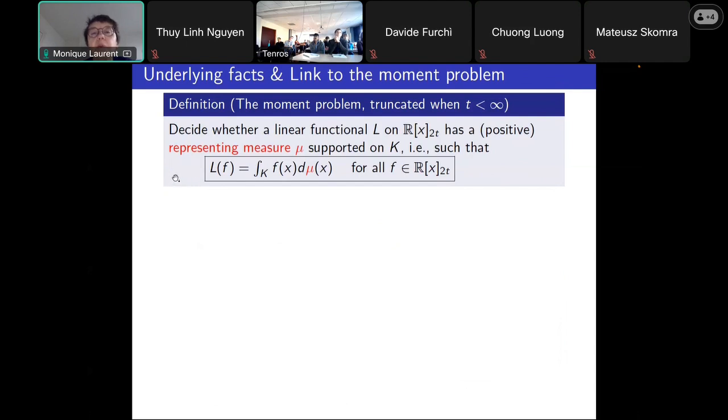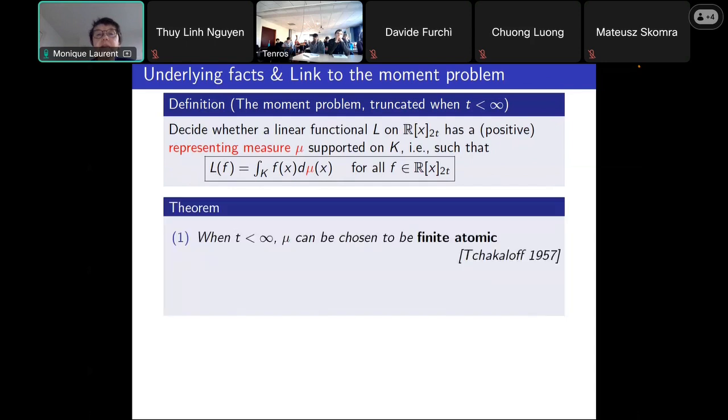The moment problem is deciding whether a linear functional admits a representing measure. So whether one can find a measure mu, so that L of f is given by integration of f with respect to this measure. This is a classical problem in functional analysis.